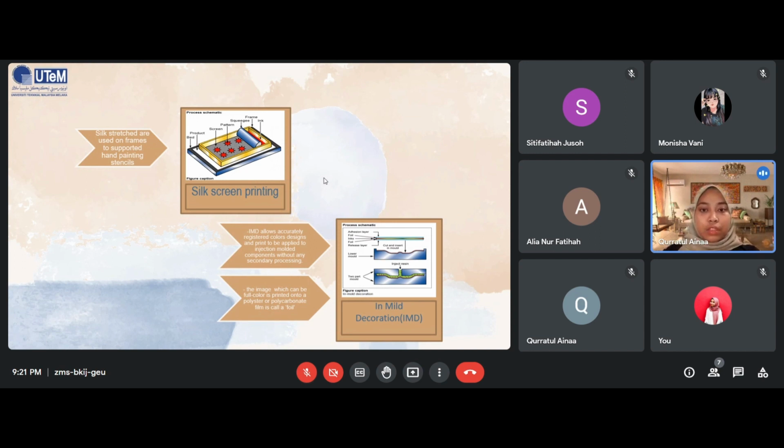IMD allows accurately registered colors, design and print to be applied to injection molded components without any secondary processing. The image, which can be full color, is printed onto a polyester or polycarbonate film in coil or foil form.